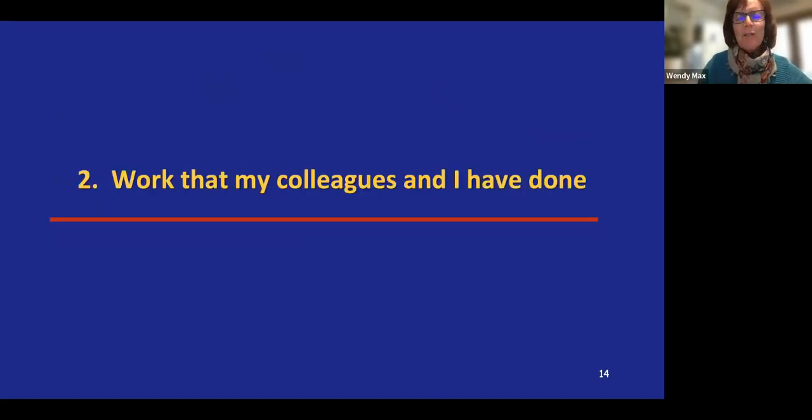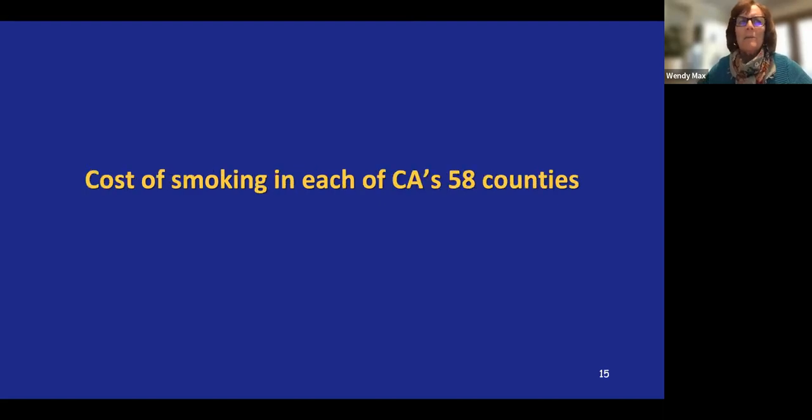Okay, so now let me show you how this work has been used. I want to spend a little bit of time talking about our work looking at the cost of smoking. We haven't looked at other types of tobacco use in the work I'm going to talk about. But we've estimated the cost of smoking for each of California's 58 counties. I think this can be useful for policymaking purposes because it's a fairly fine geo-local differentiation. Each of the 58 counties has its own estimates.